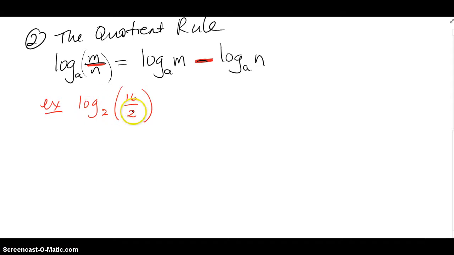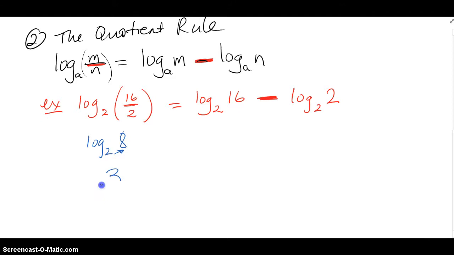If I have log base 2 of 16 over 2, this property tells me I can change it into log base 2 of 16 minus log base 2 of 2. That's what the property says: change the division into a subtraction of 2 logs. Now let's see if that actually makes sense. On the left side, 16 divided by 2 gives me 8. And if I'm at 2 and I'm trying to get to 8, the exponent that the logarithm spits out must be a 3.